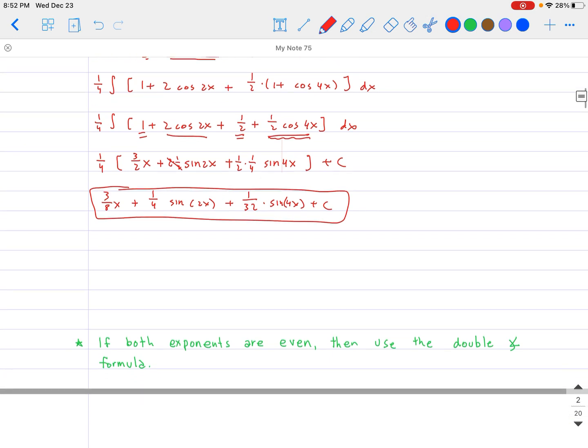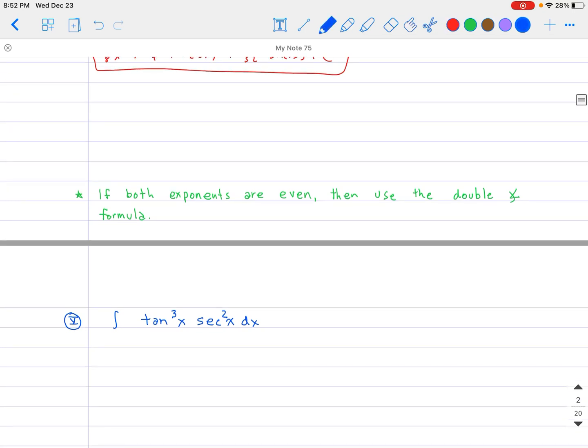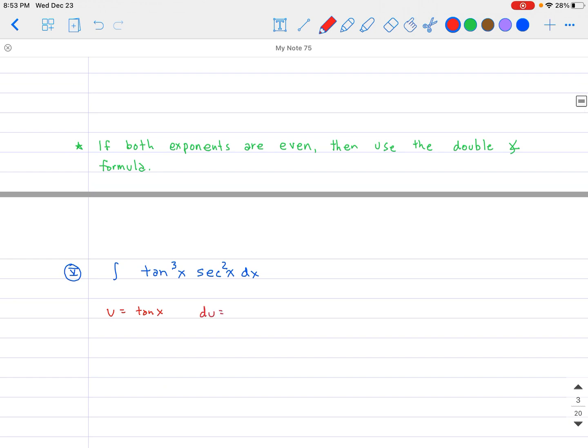So now let's go ahead and look at what happens when you have tangent and secant, because this one is going to be pretty similar to what we just did. The reason why I say it's similar is that with tangent and secant, one is a derivative of the other. So just like with sine and cosine, you just have to figure out which one is u, which one is going to be du in this case. So here, right off the bat, I am going to say u is equal to the tangent of x. And so du right here will then be equal to the secant squared of x dx.